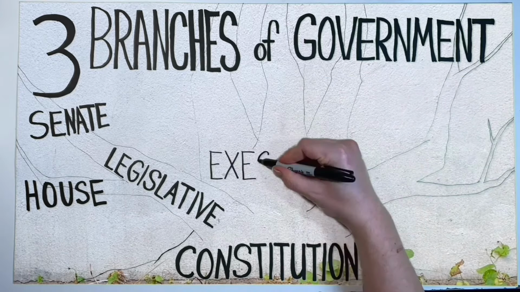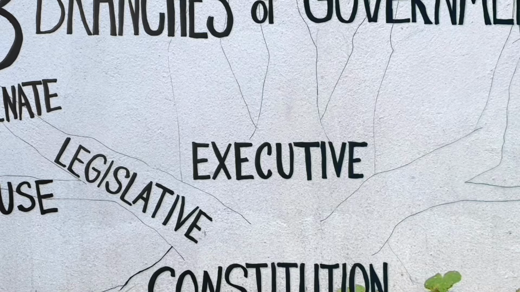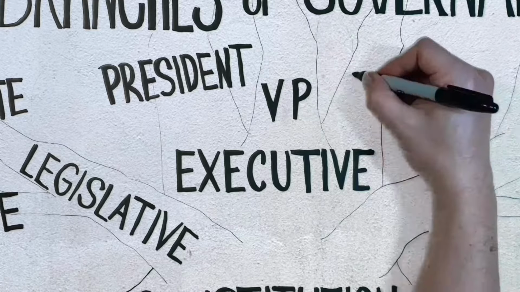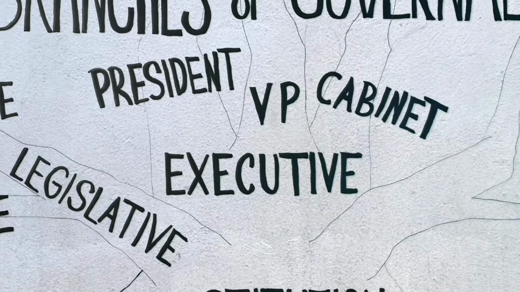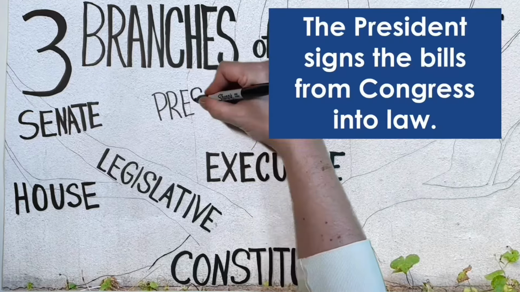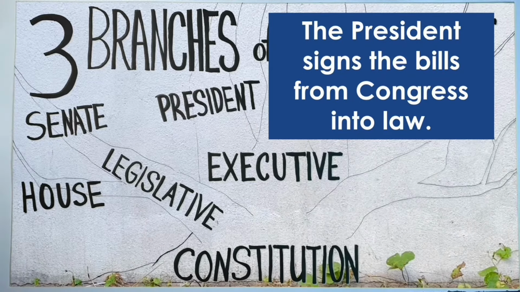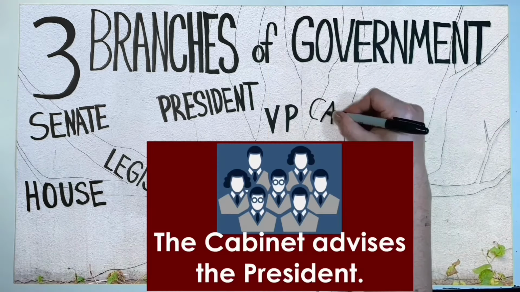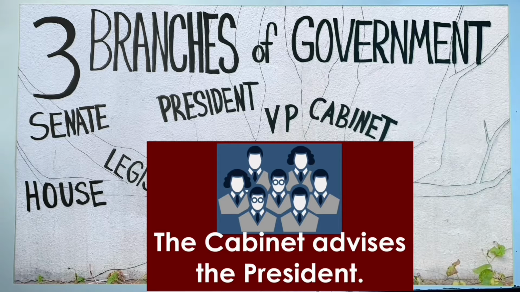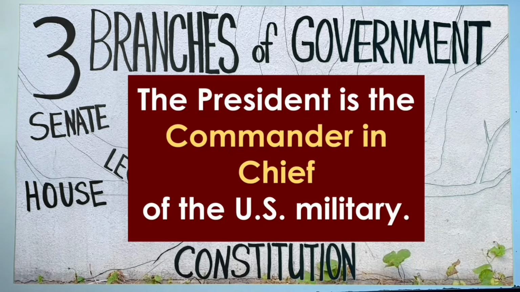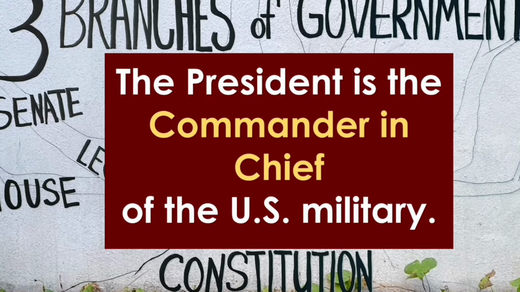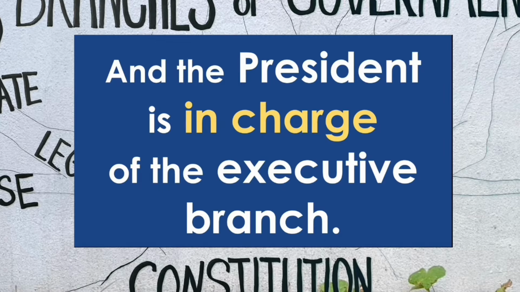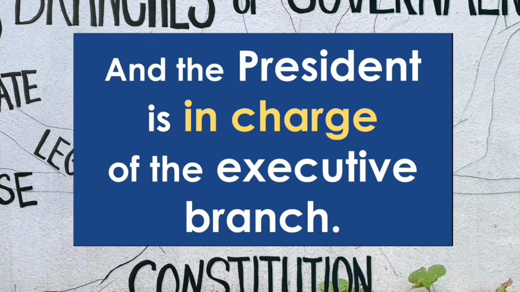The executive branch has many parts and includes the president, vice president, and the cabinet. The president signs the bills from Congress into law or vetoes bills. The cabinet advises the president. The president is the commander-in-chief of the United States military, and the president is in charge of the executive branch.